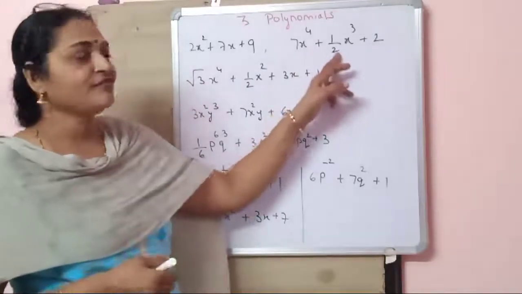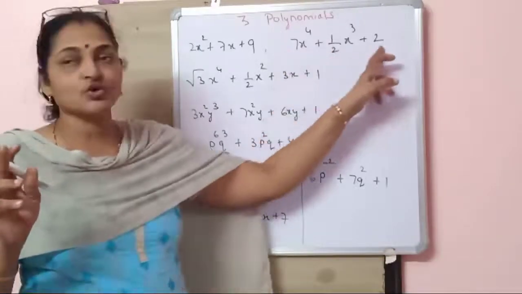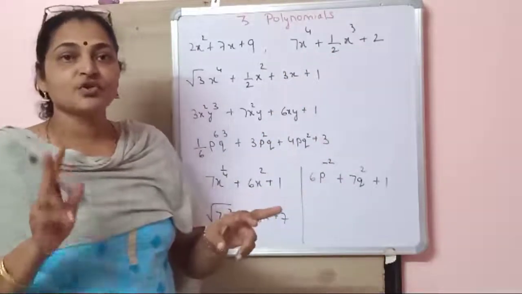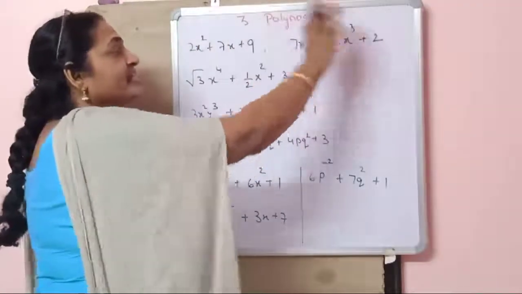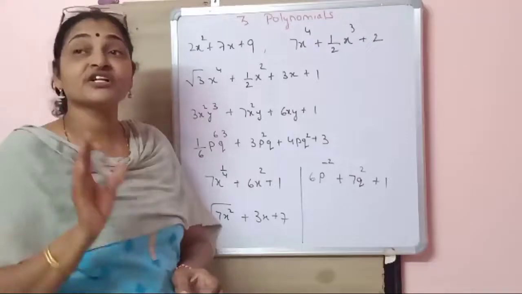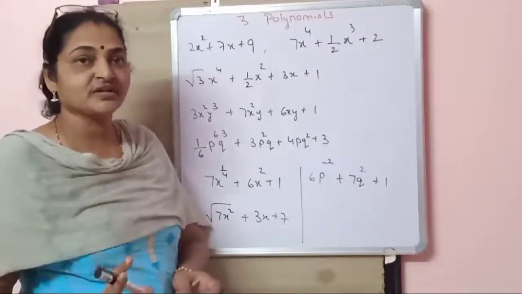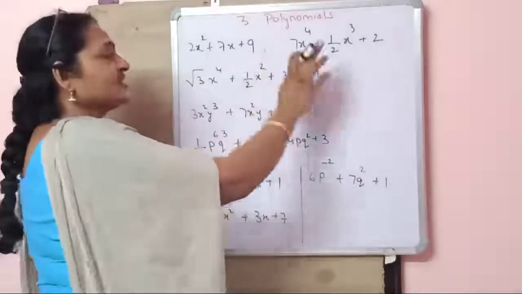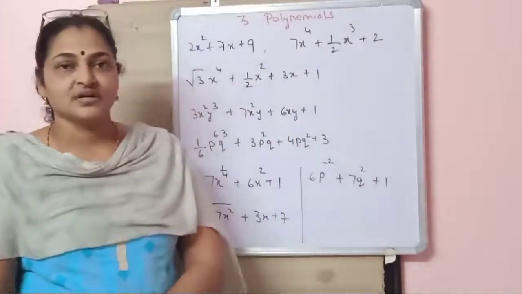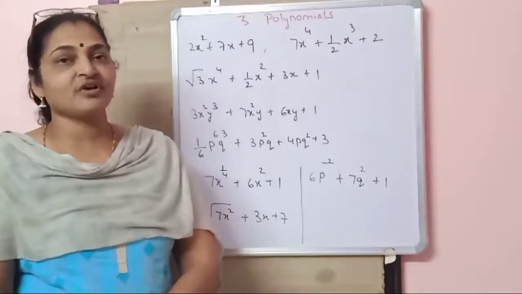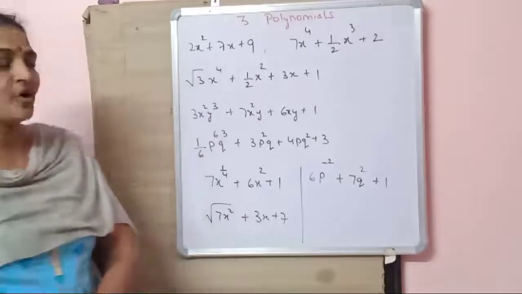So here 1/2 is a rational number. Therefore this equation is also a polynomial. An equation can be a polynomial if the degree is a natural number and the coefficients of the polynomial are real numbers. Then those algebraic expressions are called polynomials.